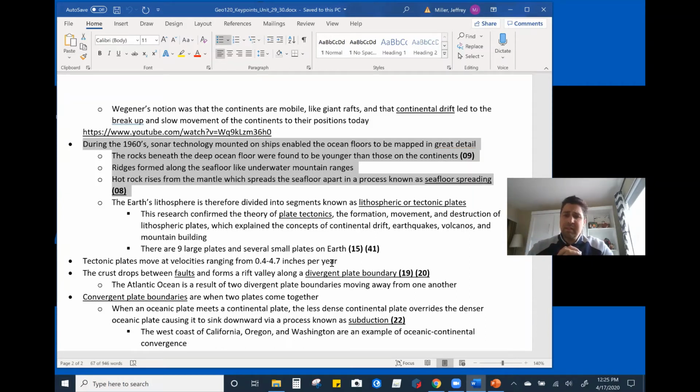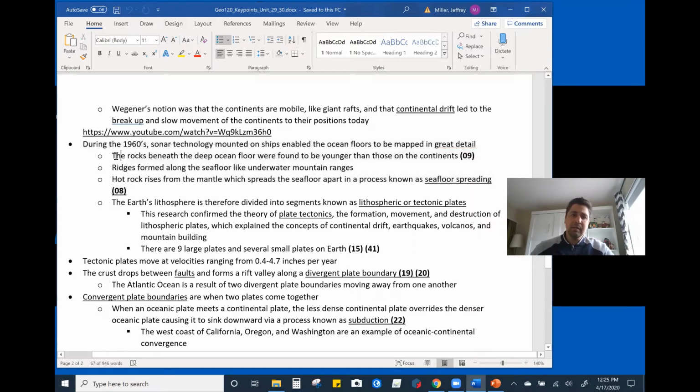So what the scientists noticed, a couple things, was that the rocks beneath the very deep ocean floor, they would go down and take samples of those rocks, and those rocks were found to be much younger in age compared to the rocks found on continents, okay? Much younger in age compared to rocks on continents.